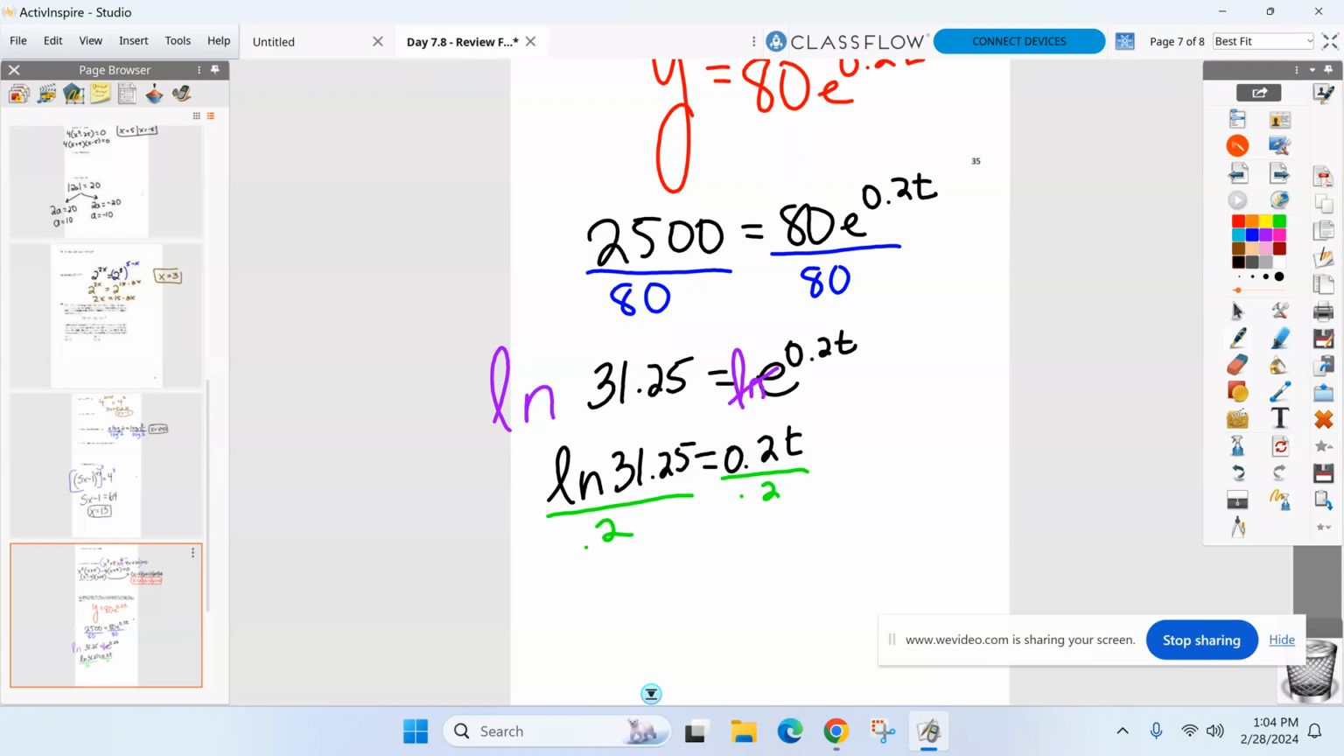How many days till we hit? I got 17.2. Yep.